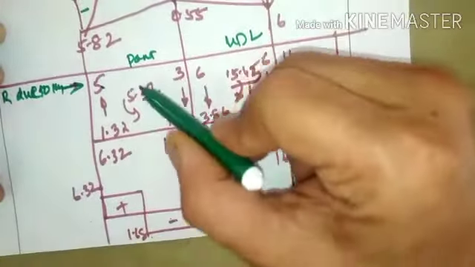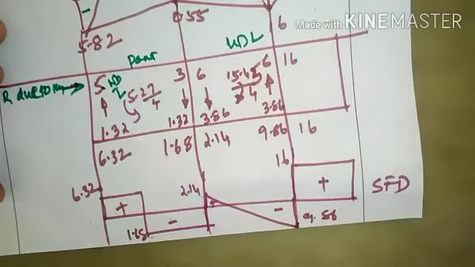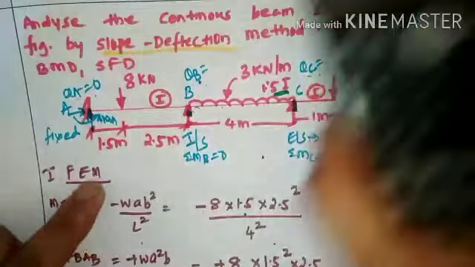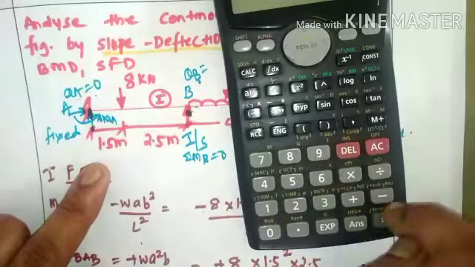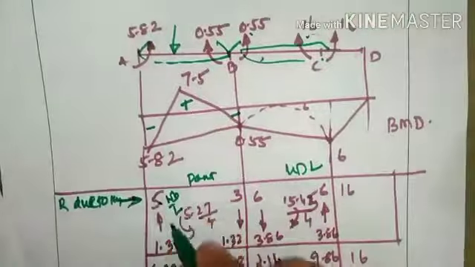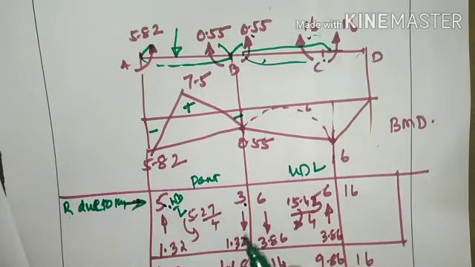When you consider the reaction due to load here, the reaction will be WB by L. The W value that we have is 8. So 8 into 2.5 divided by 4 will be 5. Here it is 5, and 8 minus 5 will be 3. So this is the value that we are going to get here.